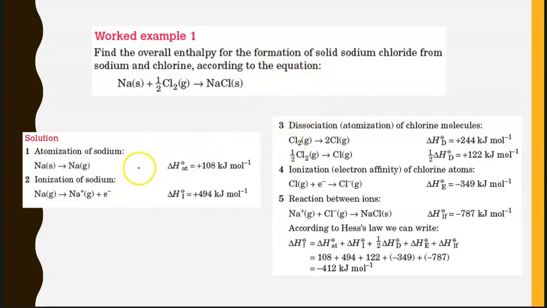We have atomization, ionization, dissociation of the chlorine molecules, breaking of that bond using bond enthalpies, remembering that it's going to be a half, ionization due to electron affinity, the reaction between the ions. So we can write this out completely this way, and what we will find is that the delta H of formation, because this is the one that we didn't have, is minus 412 kilojoules per mole, because this was our lattice formation here.